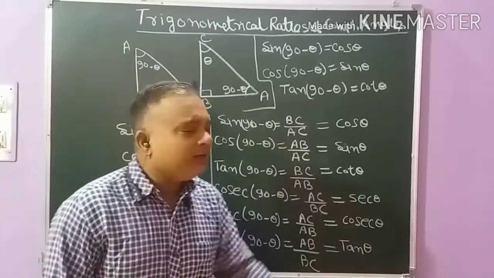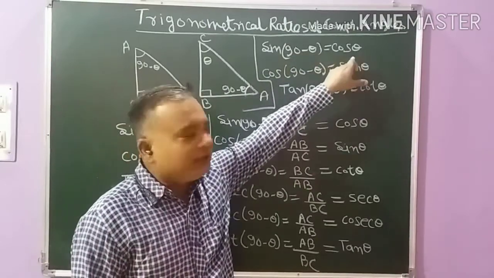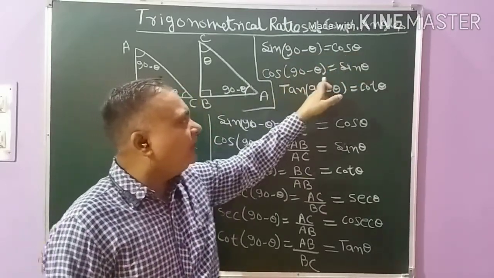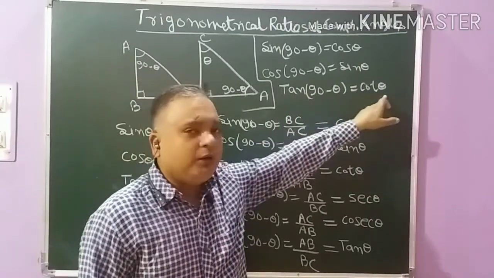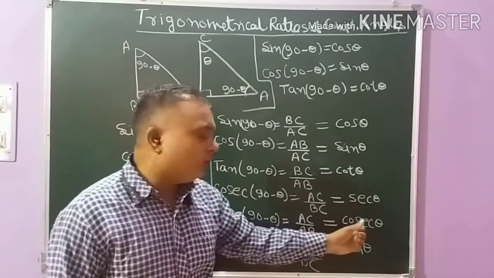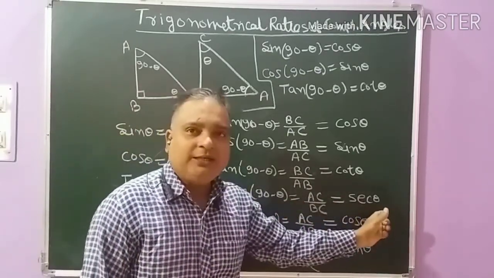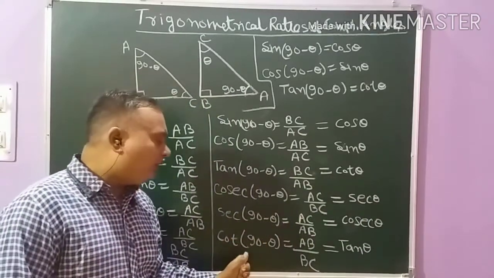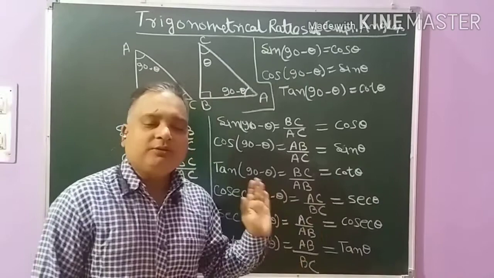Or in short, we can write sin 90 minus theta equal to cos theta. Cos 90 minus theta equal to sin theta. Tan 90 minus theta equal to cot theta. Sec 90 minus theta equal to cosec theta. Cosec 90 minus theta equal to sec theta, and last cot 90 minus theta equal to tan theta. Now we solve some problems.